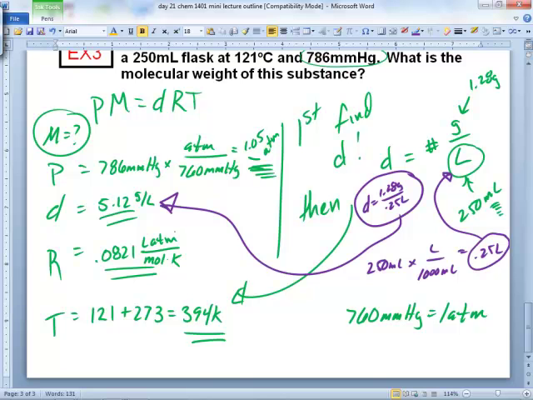Caroline, did you get an answer? You get 160? All right, so it sounds like several folks are getting somewhere around 160. Make sure you have the right units on or you're going to lose some points. That's a final answer.